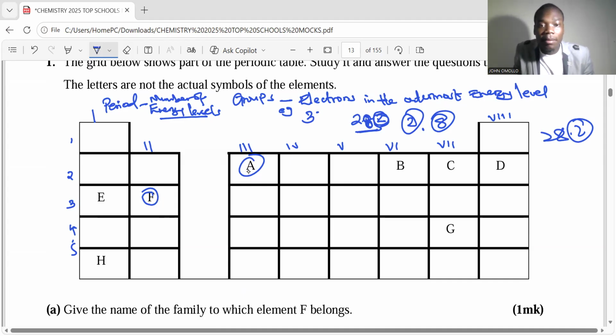We want to identify element A. Element A belongs to which period? Period 2. So the group is group 3, period 2. That is the electron configuration. If you want to identify that of B, B is group 5, I mean group 6, sorry. B is group 6, period 2. That is how we are going to identify these elements. So let's dive to the questions.